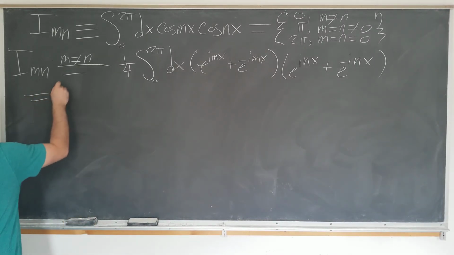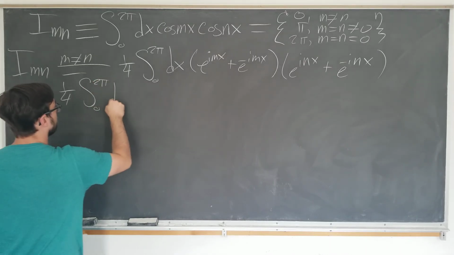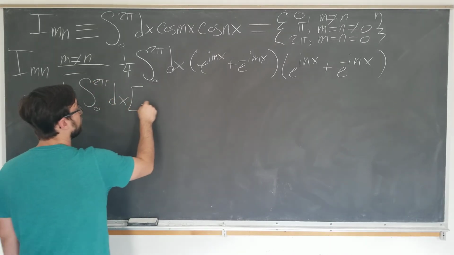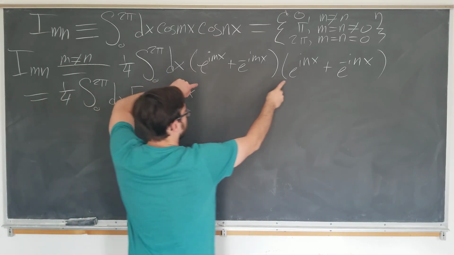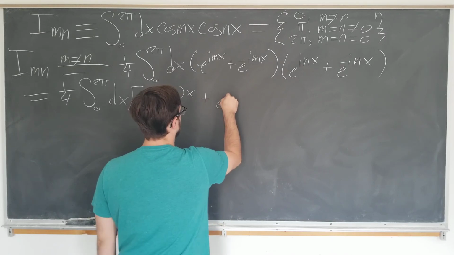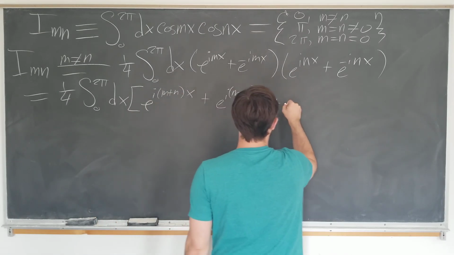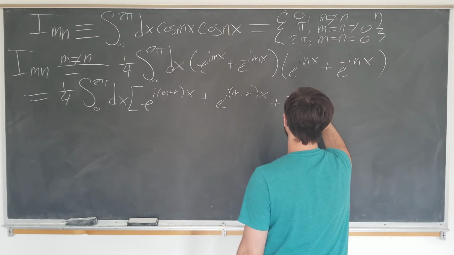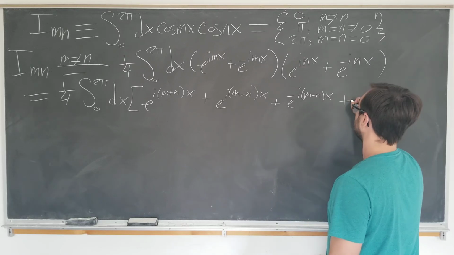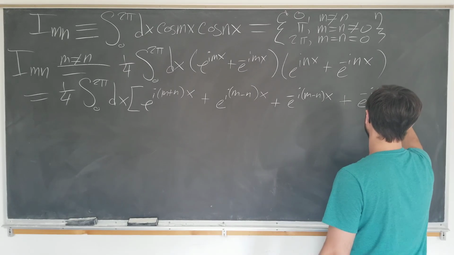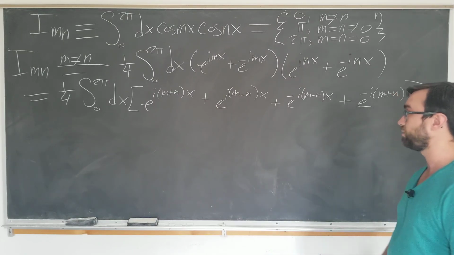Multiplying this out, just 1/4, integral from 0 to 2 pi with respect to x of e^(i(m+n)x), second term, plus e^(i(m-n)x), middle term, plus e^(-i(m-n)x), and the last term, plus e^(-i(m+n)x). Some obvious symmetry to exploit here.